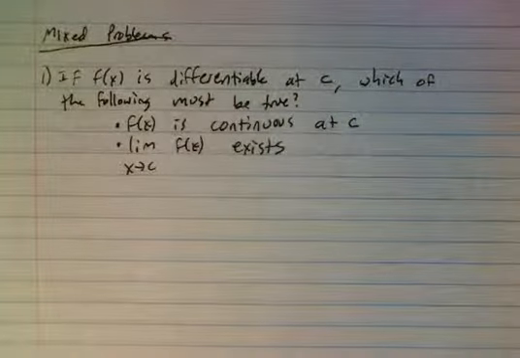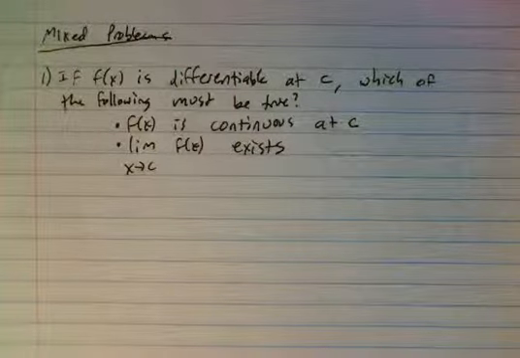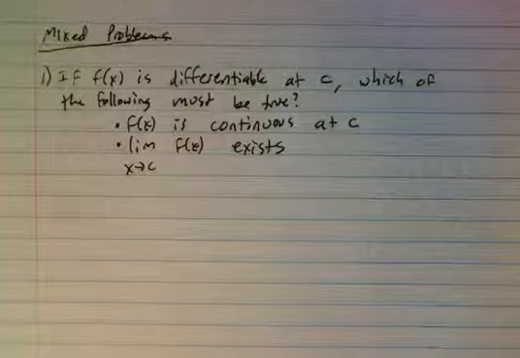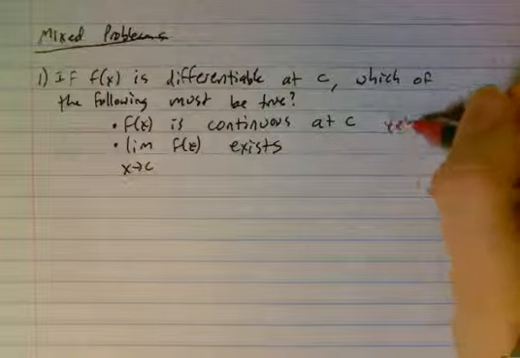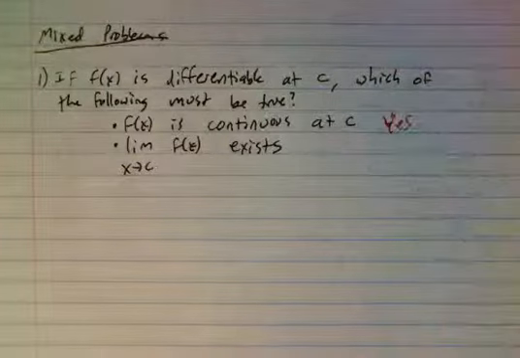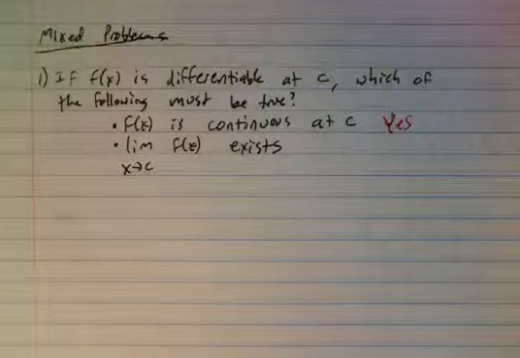Okay, well, we know when we were doing the other problems that in order to tell if something was differentiable, we first had to know that it was continuous. So in order for it to be differentiable, it must also be continuous. Because if it's not continuous, it can't be differentiable. But it is differentiable, so it must be continuous.